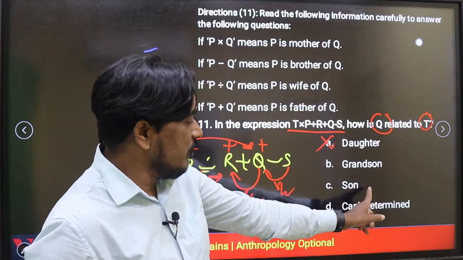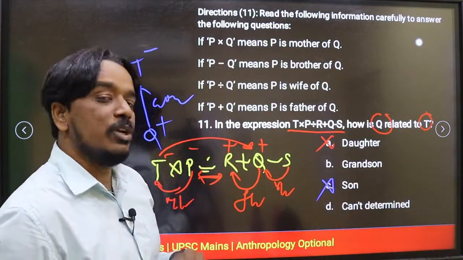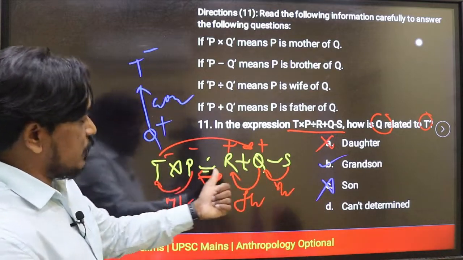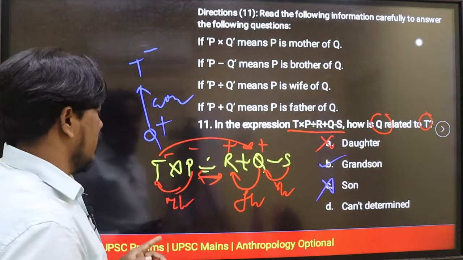So definitely in these two options, this is eliminated. Directly this one is the correct answer. Even so, Q is a male, so directly grandson is the correct answer. Same question, if you apply the gender technique also, you can eliminate the answer.